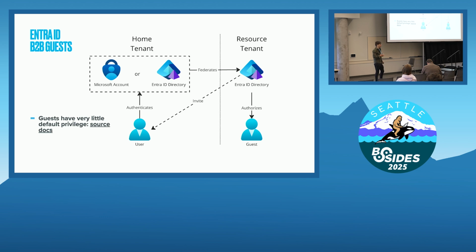Because they're external collaborators, the idea is that out of the box, guest users have even less permissions than typical users do. So they're something close to zero trust users. I won't say they've got no privileges out of the box, but they're very, very limited. Just being a guest in a tenant really doesn't get you the ability to do very much at all.